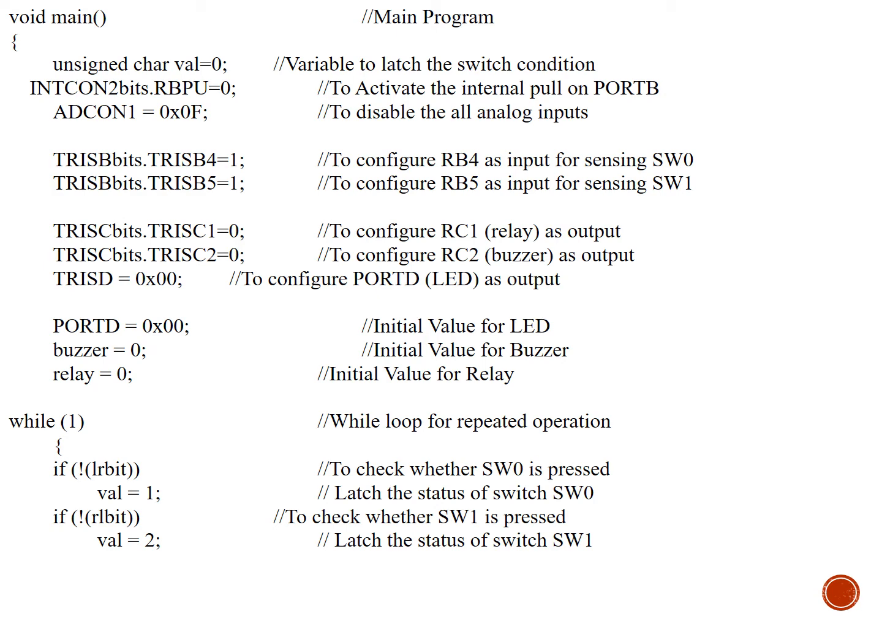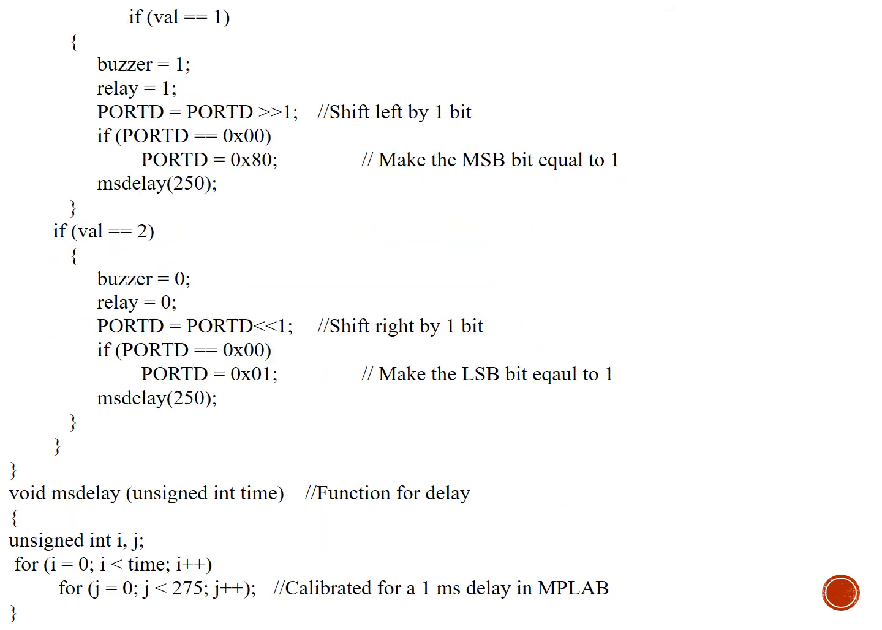Then we are putting a while loop. While(1) means it is a continuous process that should not stop. That's why a while(1) loop has been used. If the LR bit is in the opposite state, meaning it is pressed, then you have to store that value. If the first switch is pressed, that LR bit, you have to write 1 in the val register. If the RL bit is pressed, that is switch 2, you have to write val 2. If val 1 is set, meaning switch 1 is pressed, at that time your buzzer and relay should be on. So buzzer will be 1 and relay 1.